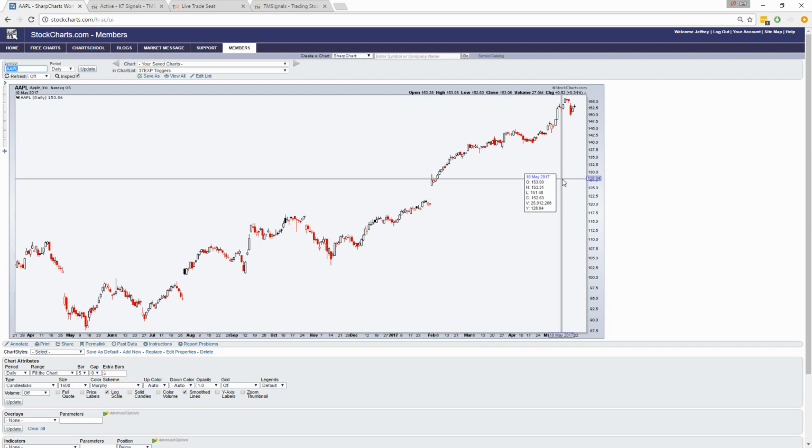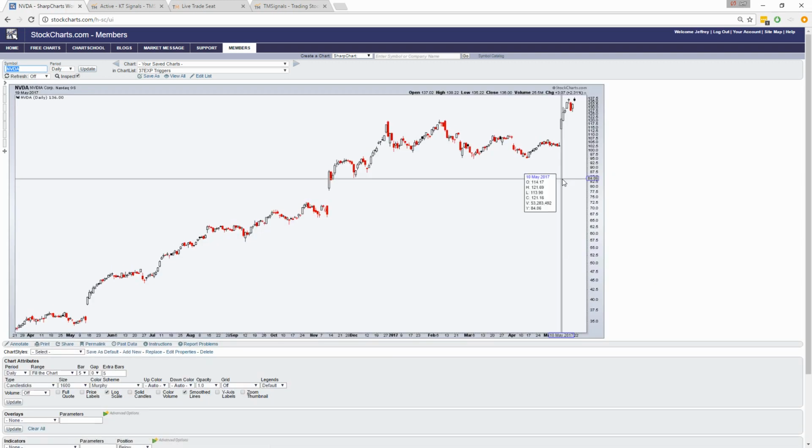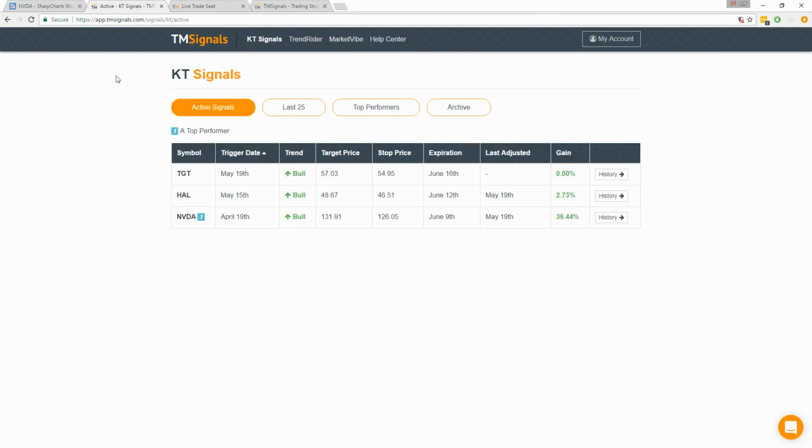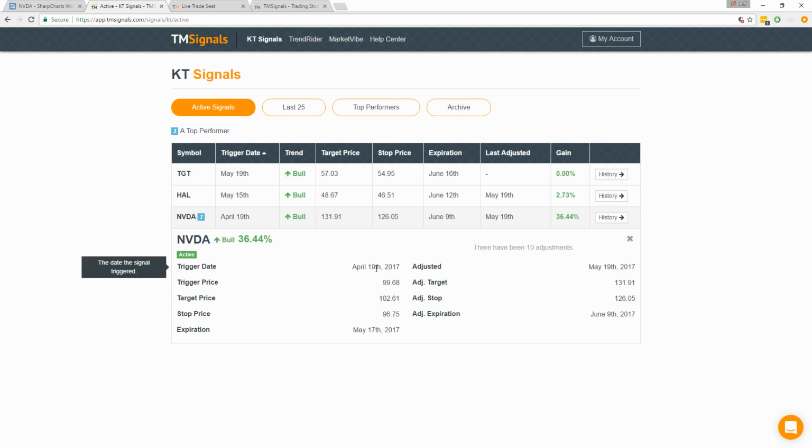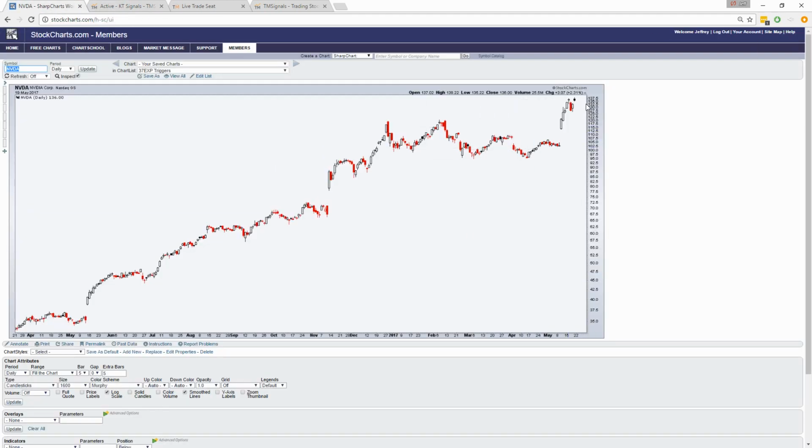Now that takes me to NVIDIA. And NVIDIA has prompted a lot of questions because NVIDIA did something. NVIDIA triggered bullish on April 19th at $99.68. But if you look here, it was just adjusted again. I mean, it's been adjusted 10 times. It was just adjusted here on May 19th. And the adjusted price target, 131.91. Well, NVIDIA is trading at 135. 136 is what it closed at.